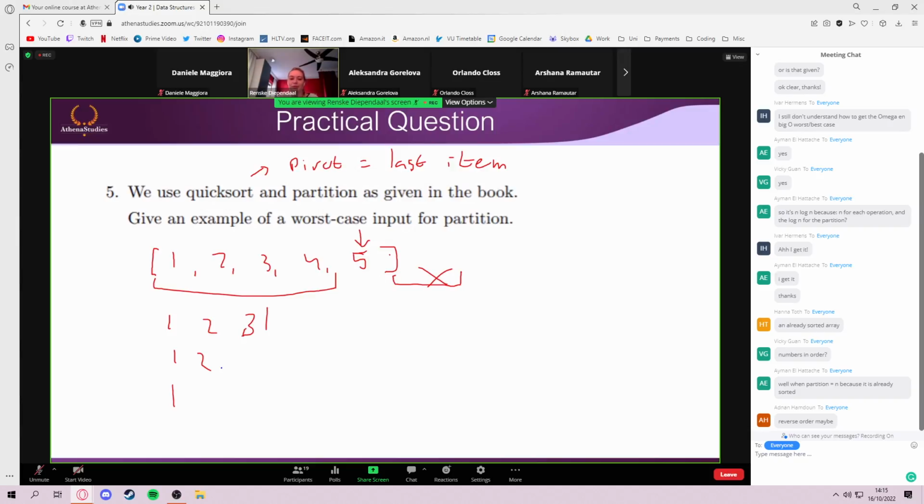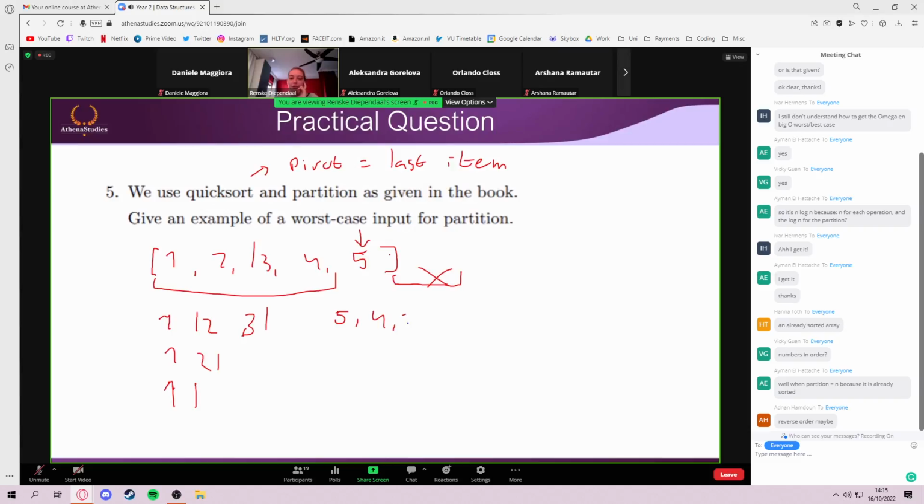So if you split them like this, you have this very unfortunate scenario of only taking off 1 item per time and not having a nice and even split. But any sorted array is going to be a worst case scenario in this case. The first order, maybe, yeah, that as well.